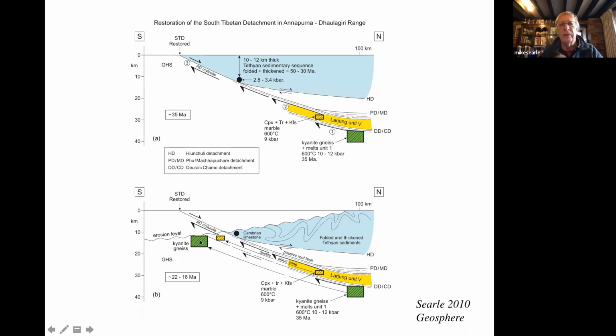And again, using the same restoration tricks, we can extend the kyanite gneisses down here to 40 kilometers depth, and they have come from at least 100 kilometers to the north of where they are now beneath Dhaulagiri. This is very similar to the detachment in Everest, where we've got a minimum extrusion of 100 kilometers of the footwall rocks relating to extrusion of the Greater Himalayas relative to the Tethyan Himalayas above.